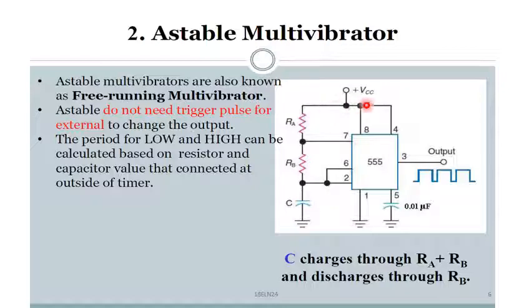So we'll check the detailed diagram of this astable multivibrator. I'll explain the working of that. This is a basic diagram, and we'll consider what is the charging time, what is the discharging time, and what is the output waveform we'll get. Then we'll discuss what is duty cycle. Then we'll find out the equation for time.